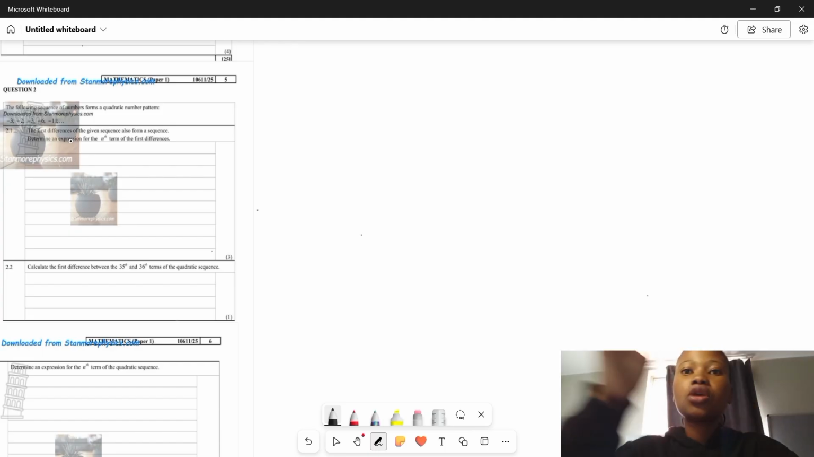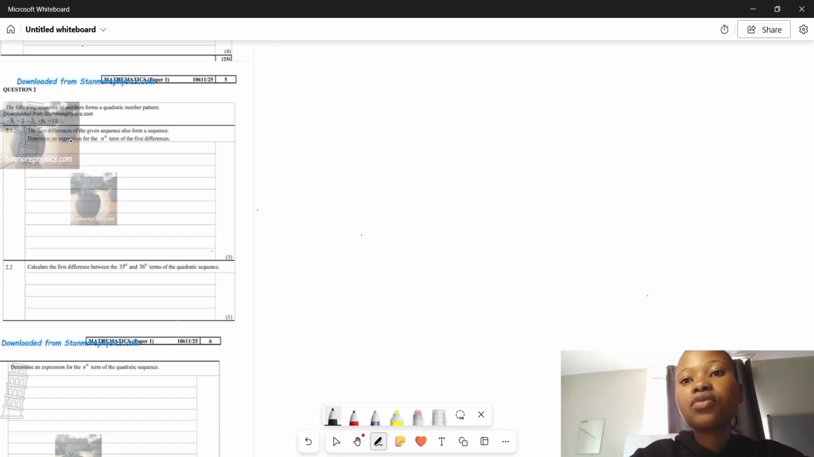So now we are doing question 2, which is focusing on number patterns. We have the normal number pattern that we are used to, and we have quadratic. So right now we are given the quadratic one, which means the first difference and the second difference. So for the first difference, we are given 1, -1.